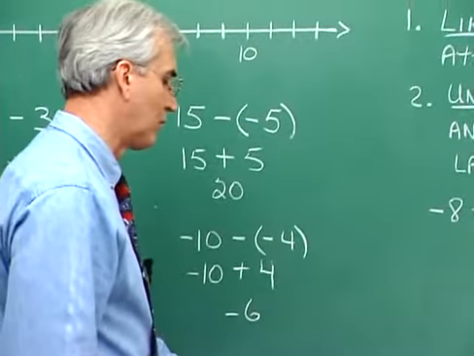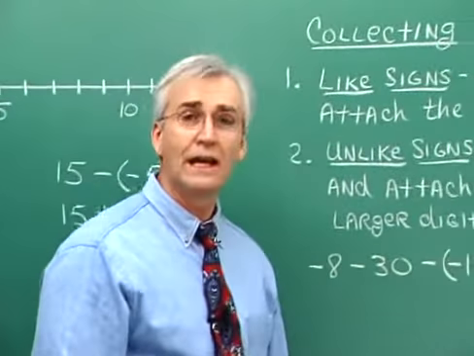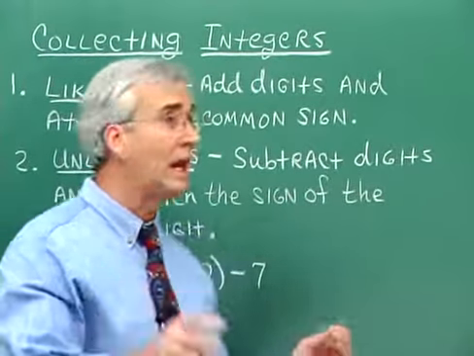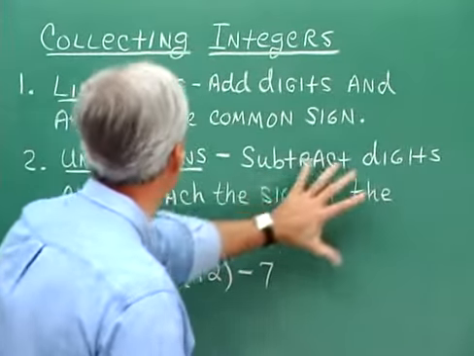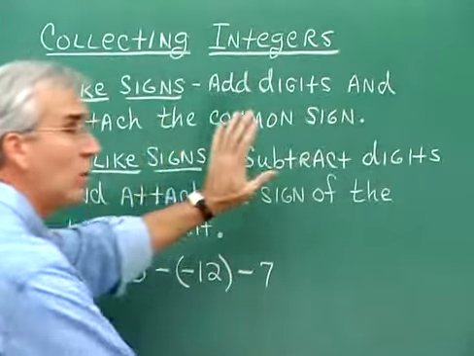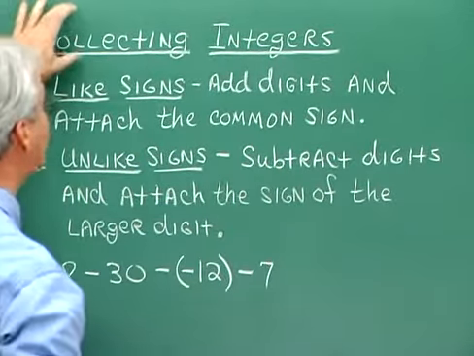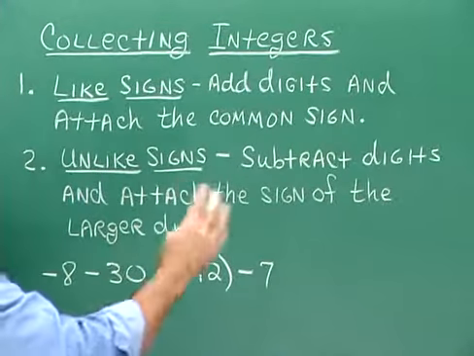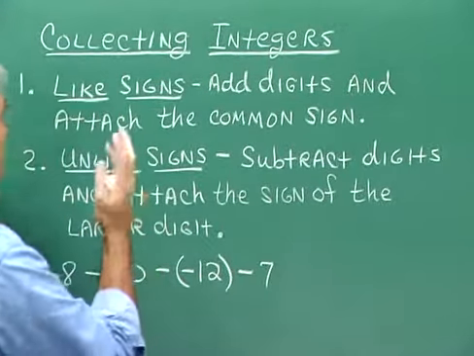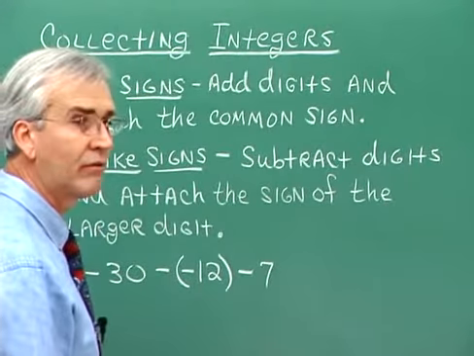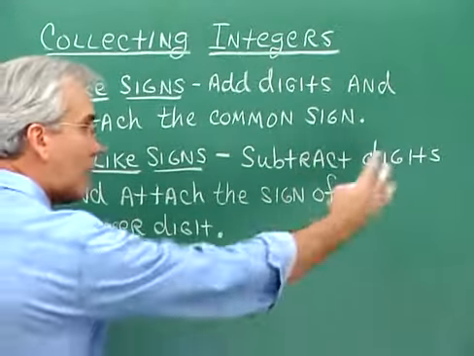Now, let's talk about the rules that we're using here. It turns out that they are exactly the same as the rules that we used before. Now, I had this same set of two rules before when we talked about adding integers, and now I'm just going to label it collecting integers. We're bringing integers together, and I might even call this collecting signed numbers, numbers that have a sign in front of them.